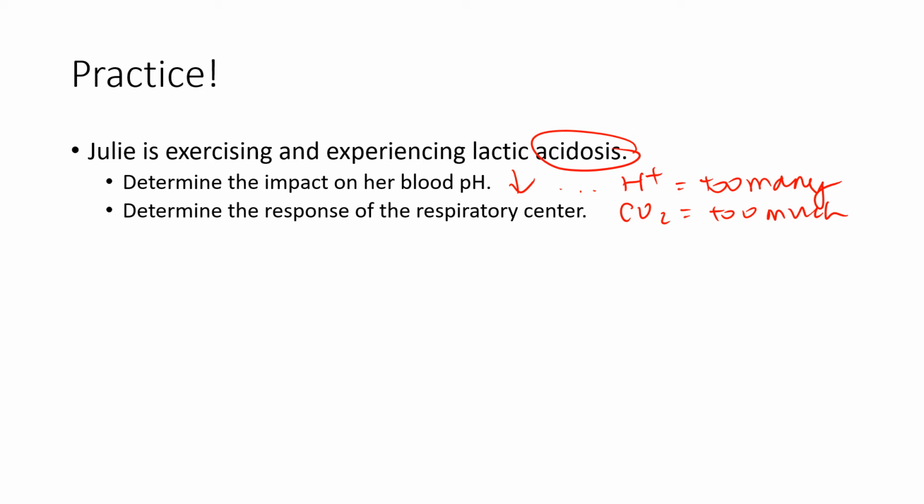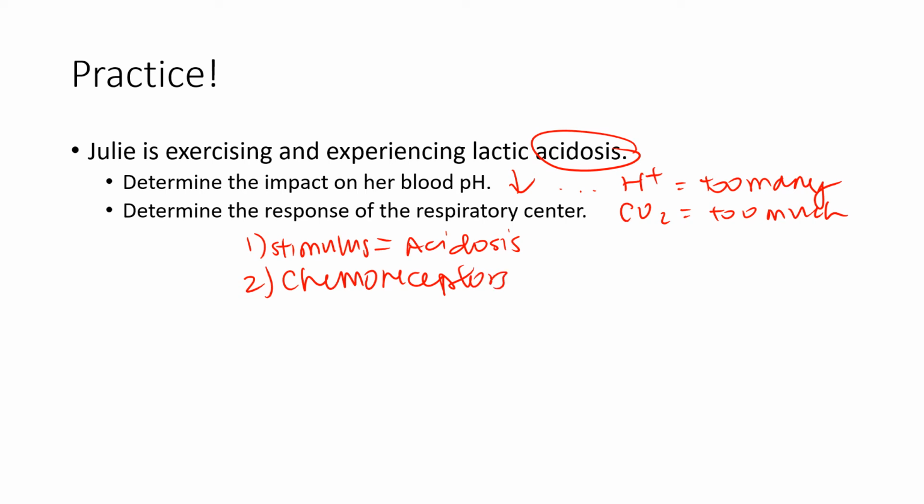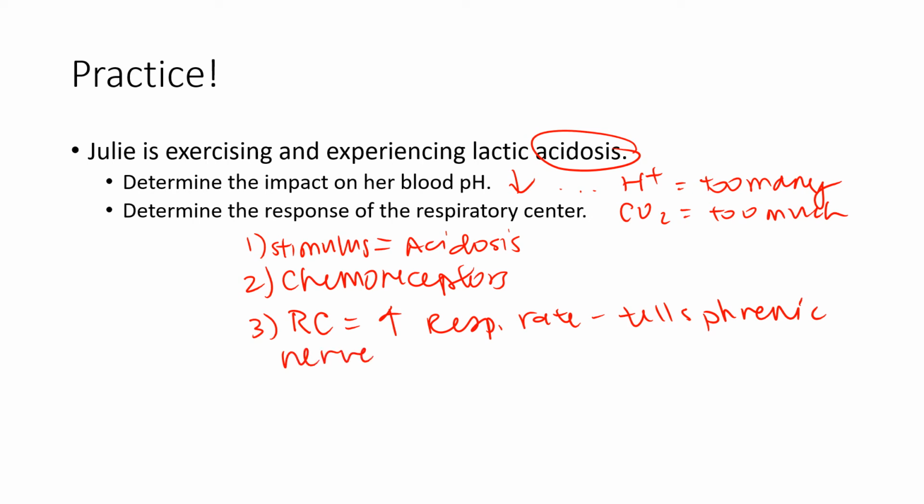All right, so this is a negative feedback loop. So first off is the stimulus, and that's going to be acidosis. Chemoreceptors detect the acidosis, and they tell your brain. The respiratory center in the brain says, hey, you got some information here that says there's too many hydrogens in the bloodstream. The respiratory center will increase the respiration rate. How does it do that? It tells the phrenic nerve to send impulses more quickly to the diaphragm and intercostal muscles.